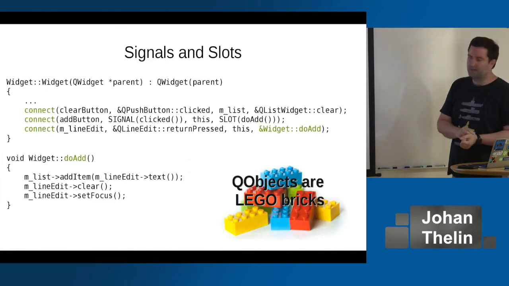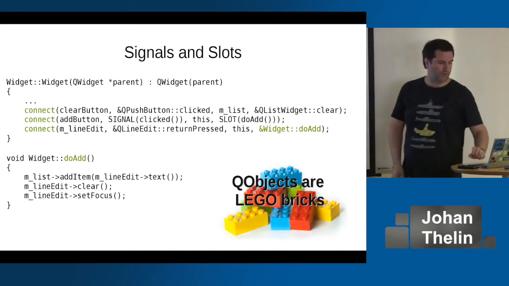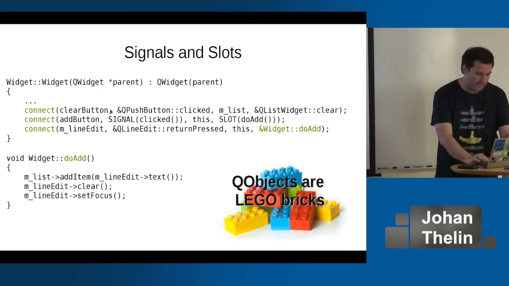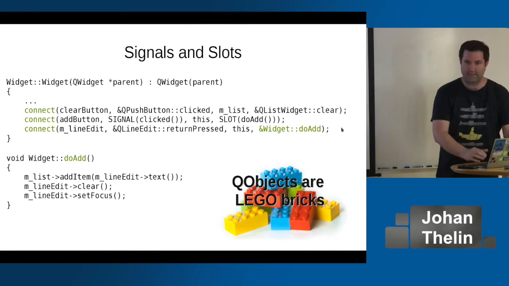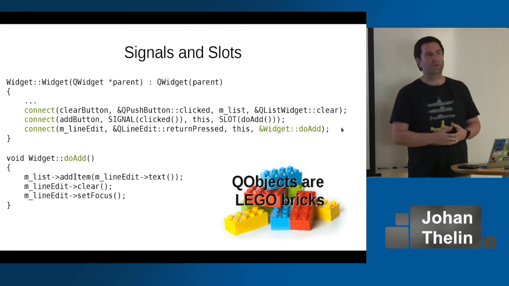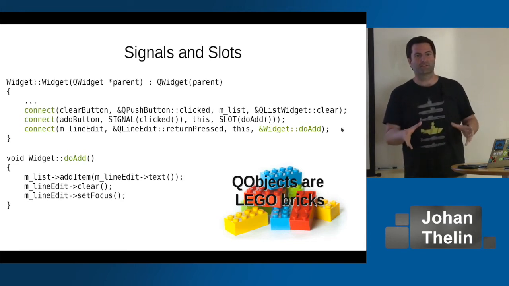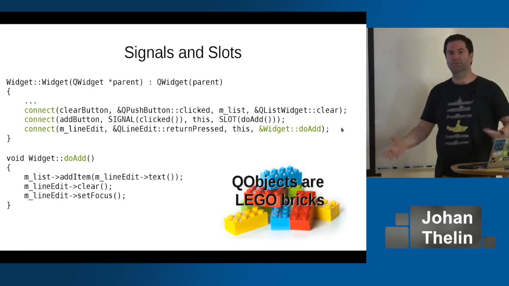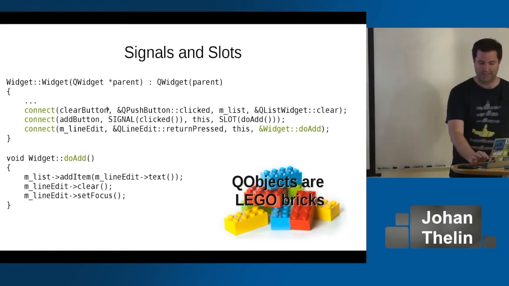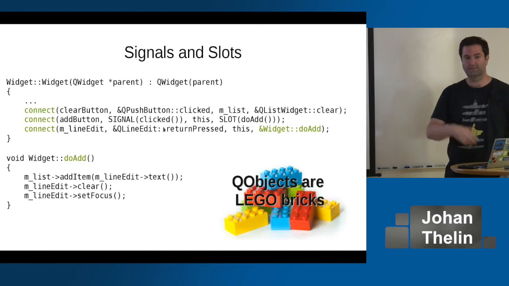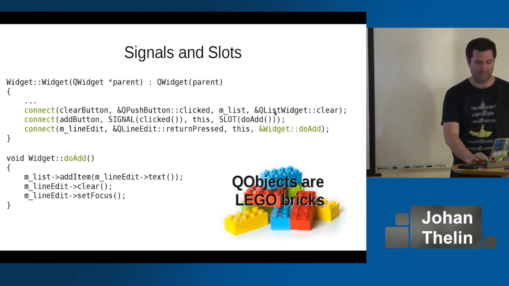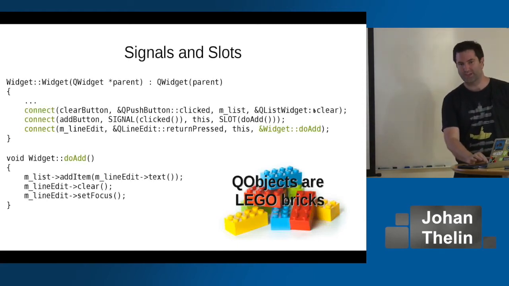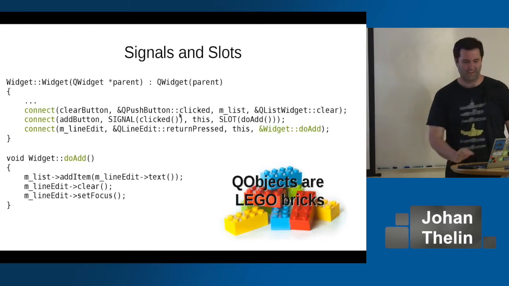And the way that this then looks in the code is that you do these connections. So we're back to the old example. Let's see where the mouse pointer is. So we have a number of connects after having instantiated things. I said that we don't need the buttons anymore outside of the constructor. We don't need to keep track of the pointers to those. Because what we do here is that we say the clear button has a signal called clicked, something happened. And then we want the list's slot clear to be invoked.